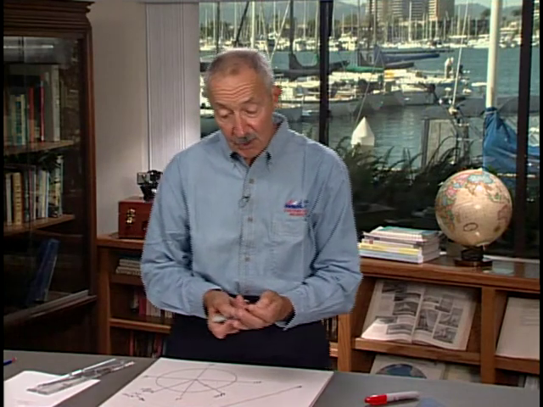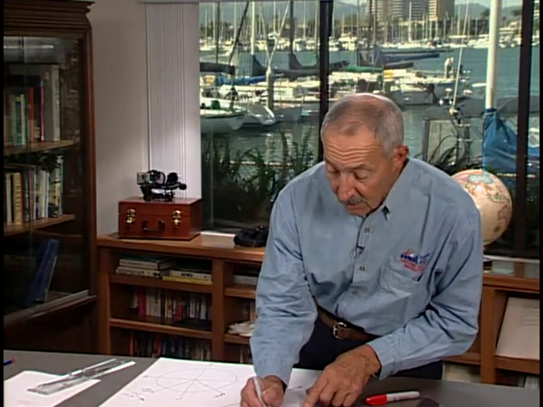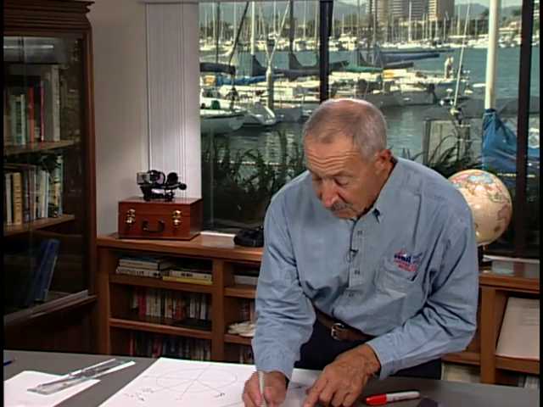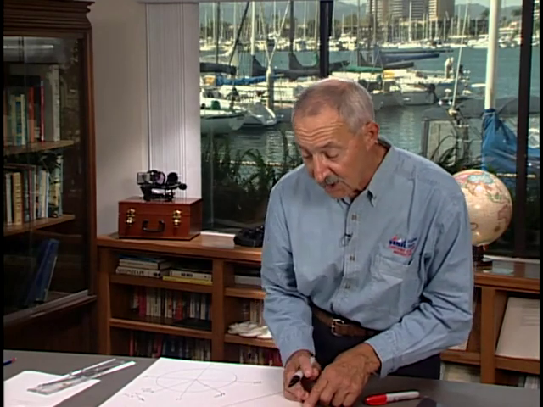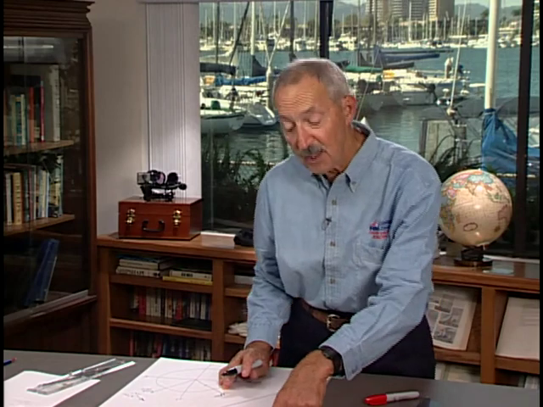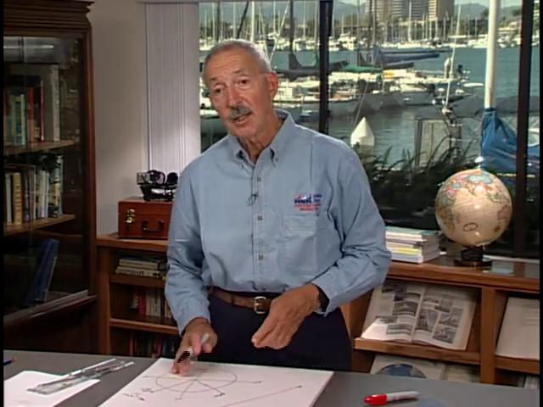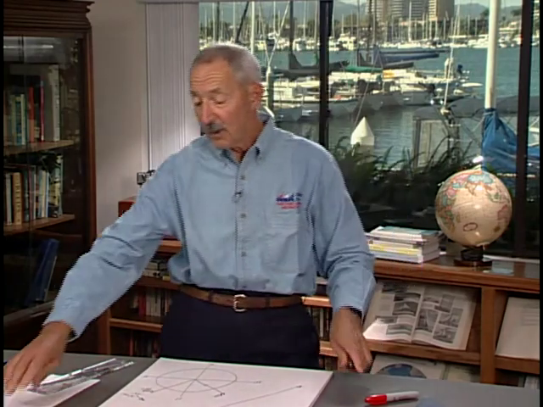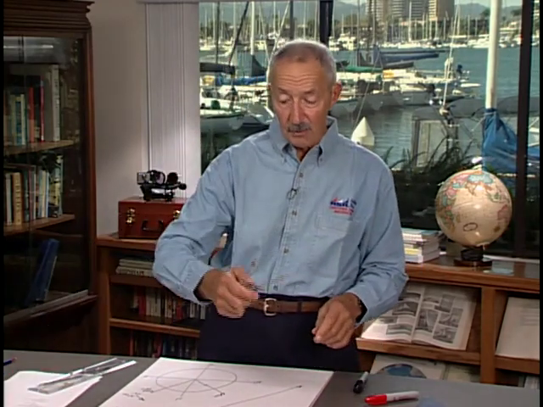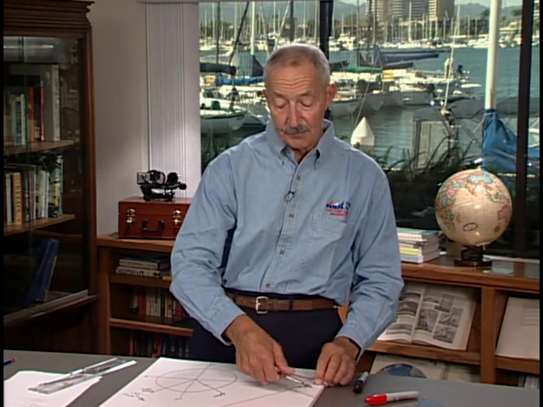So what I've done up to this point is I've used set and drift and COG. What I have not yet used is boat speed. And I said my boat speed is 6 knots. So what I do is I set my dividers at 6 miles to represent 6 knots.